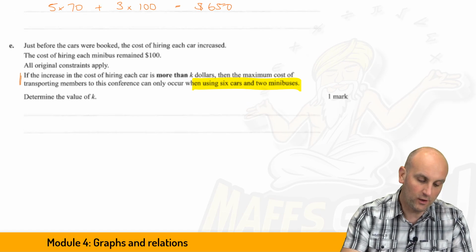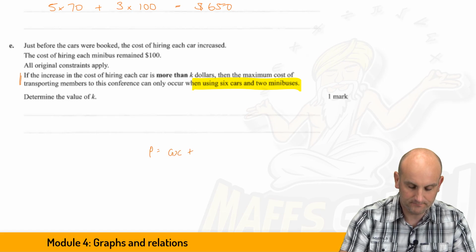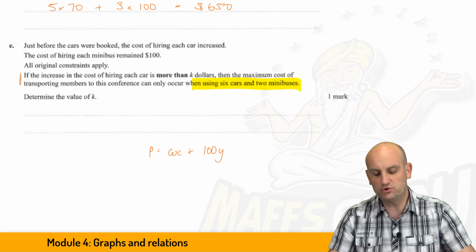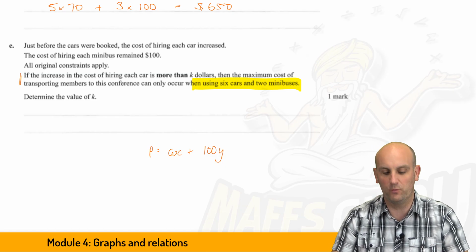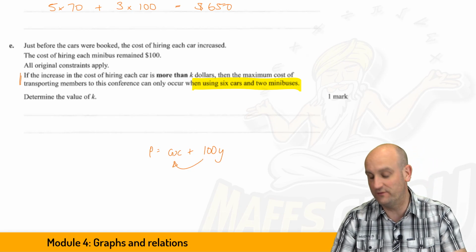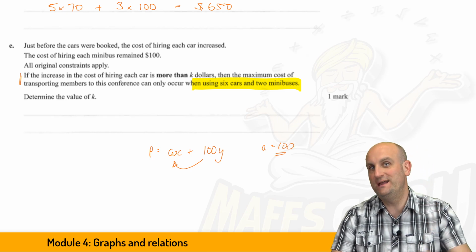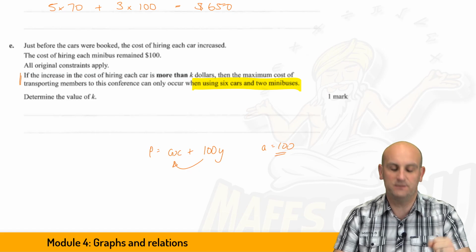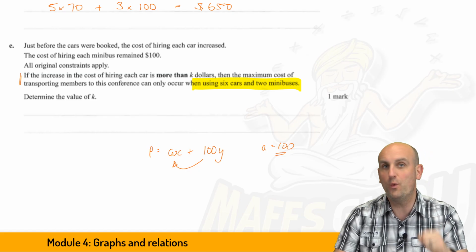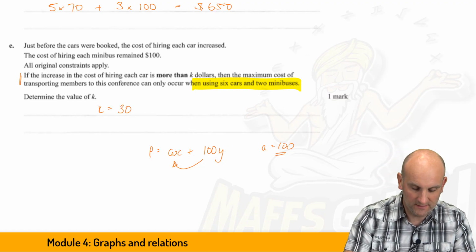So we know that the cost of hiring the minibus is 100. So we've got some function p equals ax plus by, which is, what is the value of b? 100y. So we're trying to keep the gradient of this equal to minus 1, which suggests that the value of a and that value of 100 would have to be the same. So in this situation, a would have to be 100 for it to be on that line. Now that means that the cost of the car can be no more than $100, suggesting that the value of k would have to be 30.